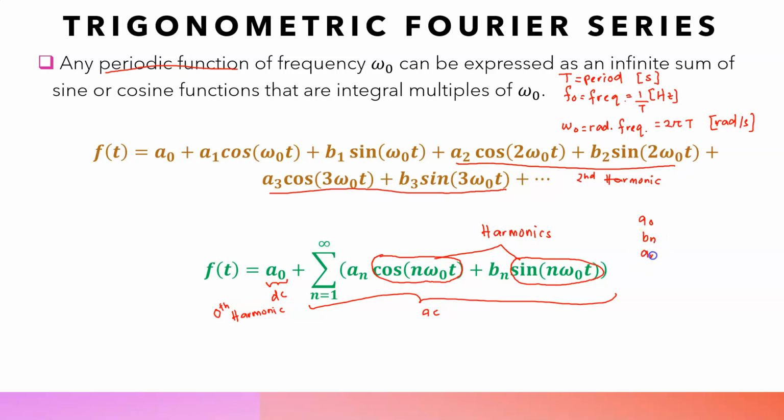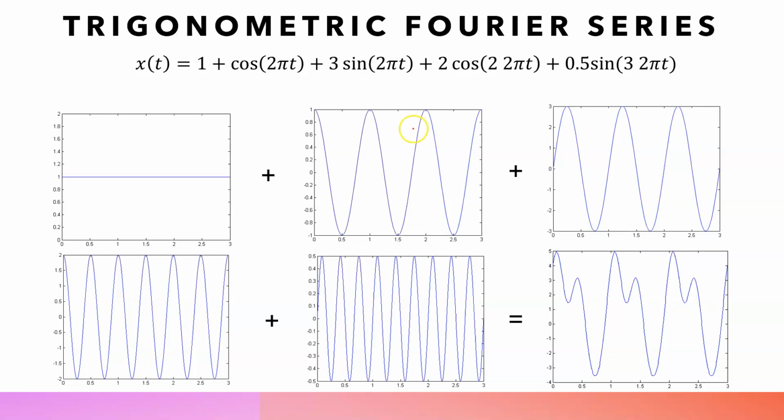And this A0, Bn, and An, these are the coefficients of the trigonometric Fourier series representation, and there are formulas that we can use to determine these three coefficients. However, before I show you those formulas, I just want to show examples of the trigonometric Fourier series.